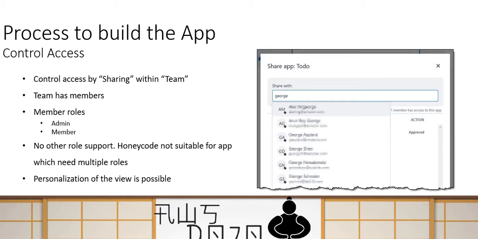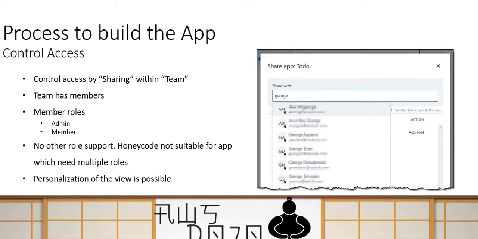to build your app. The last point, which is very important, is that personalization of the view is still possible. That means if you want a particular user to see only certain rows, nothing beyond it, you can do that. So you can control what data, what rows, what records a user can see. That kind of personalization is possible, but multiple role-based access control on the data is not possible.